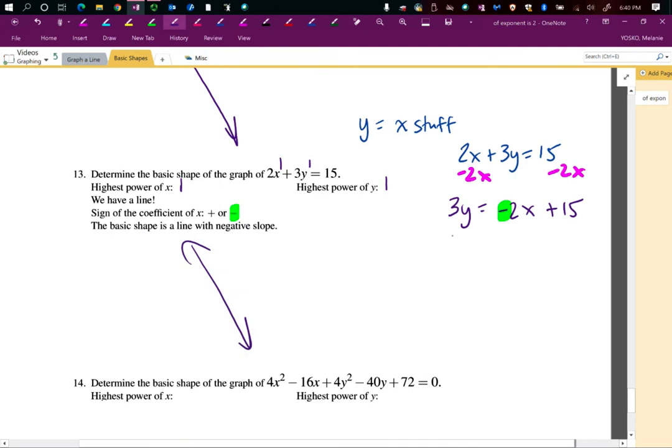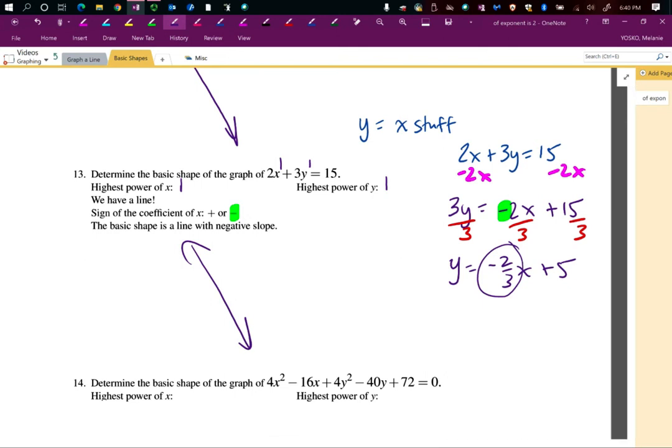If you want the coefficient of y to be 1, you could divide every single term by 3 to get y equals -2/3 x plus 5. So slope is still negative. And then as we start graphing lines and start practicing, you know that the rise over run is -2/3. So rise is -2, run is 3.